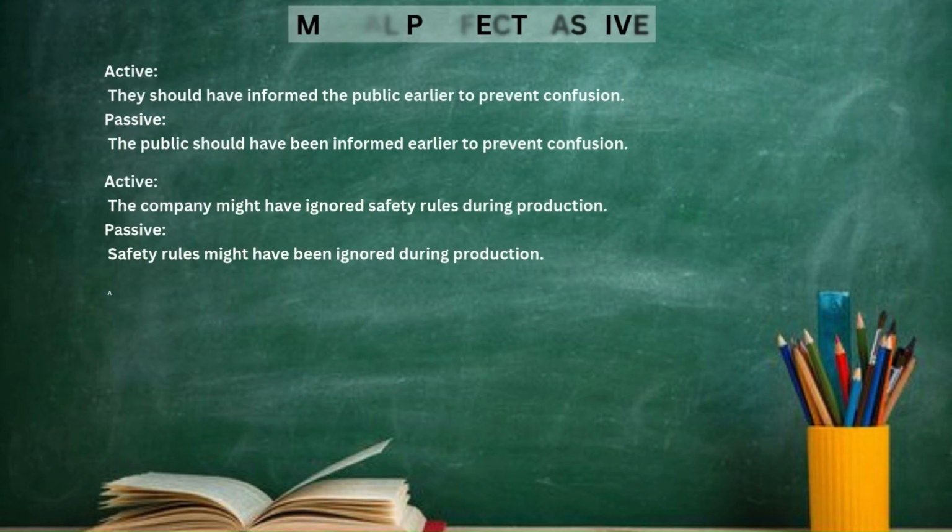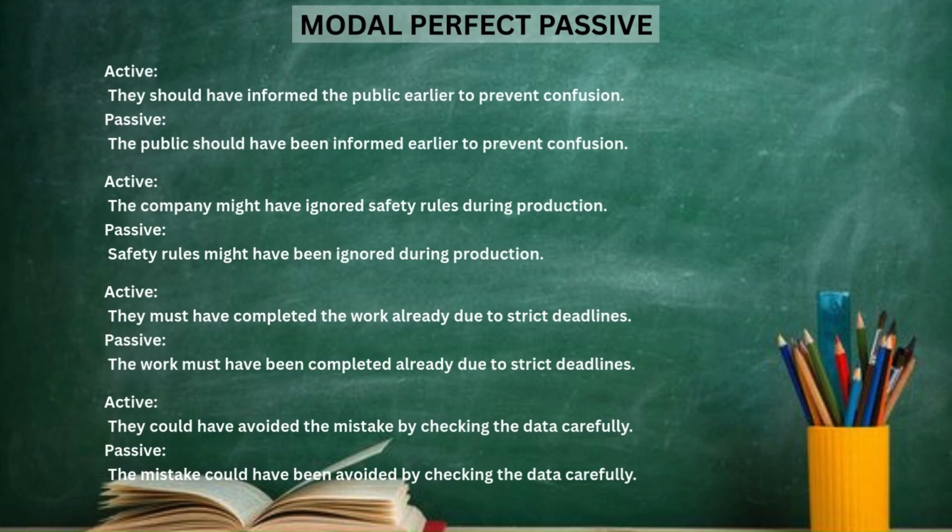Now we show modal perfect passive. Example number 1. In active, they should have informed the public earlier to prevent confusion. In passive, the public should have been informed earlier to prevent confusion.